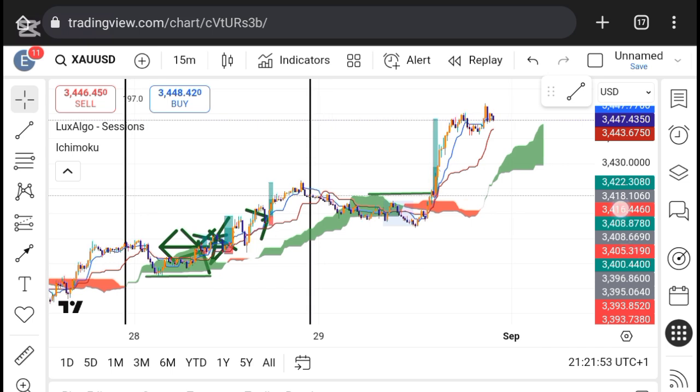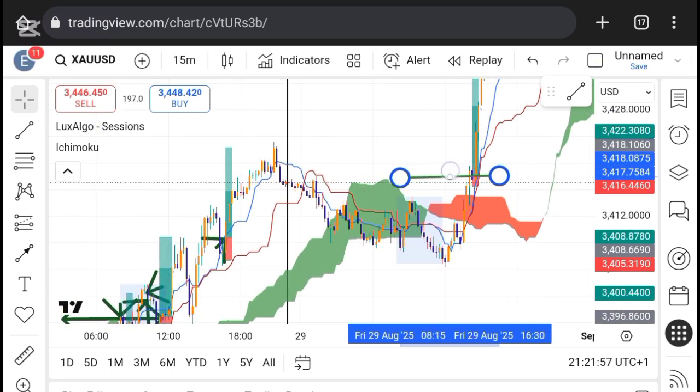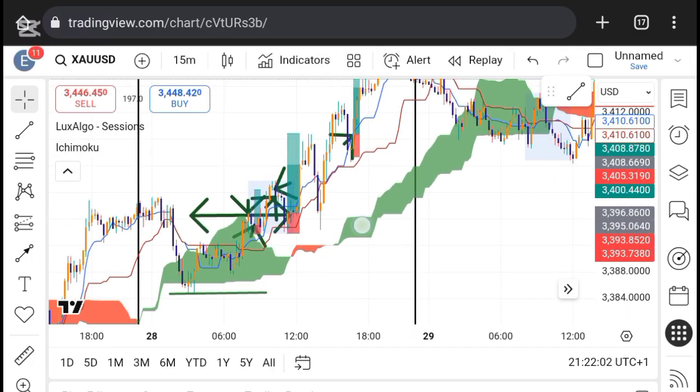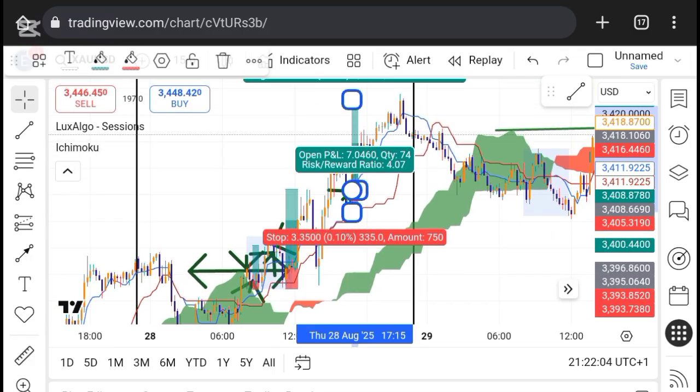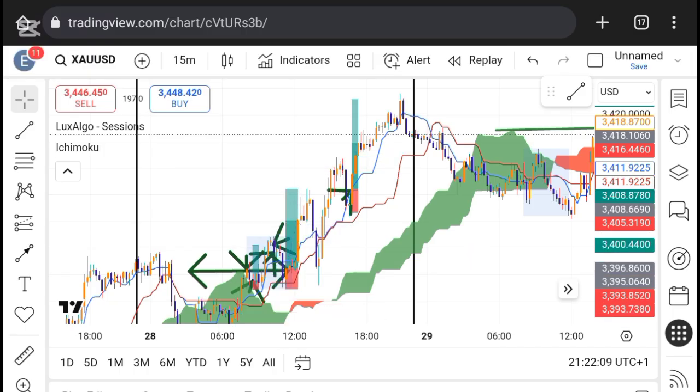So this is your M15 and this is your cloud. You have a cloud right here. You see that those three trades which we took happened in one day. One, two, three. Those three trades happened in one day. There was no loss this day. You took three trades without loss.